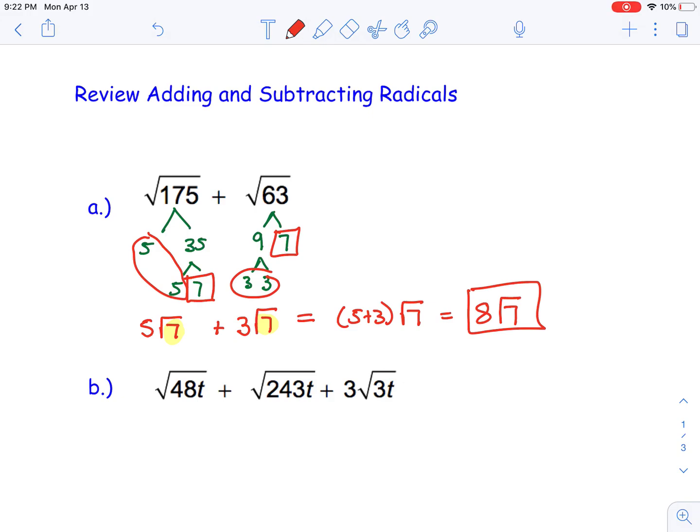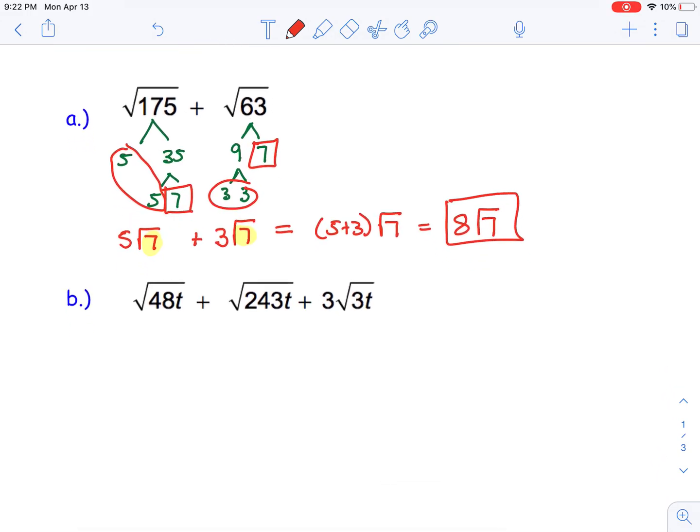We'll do the same thing here on B. Simplify first and then see if we can add together. So 48 is really 16 times 3. 16 is 4 and 4. So I have a pair of 4's and the 3 stays underneath. So this will simplify down to 4 radical 3. And don't forget the t, that needs to come down too. 4 radical 3t.